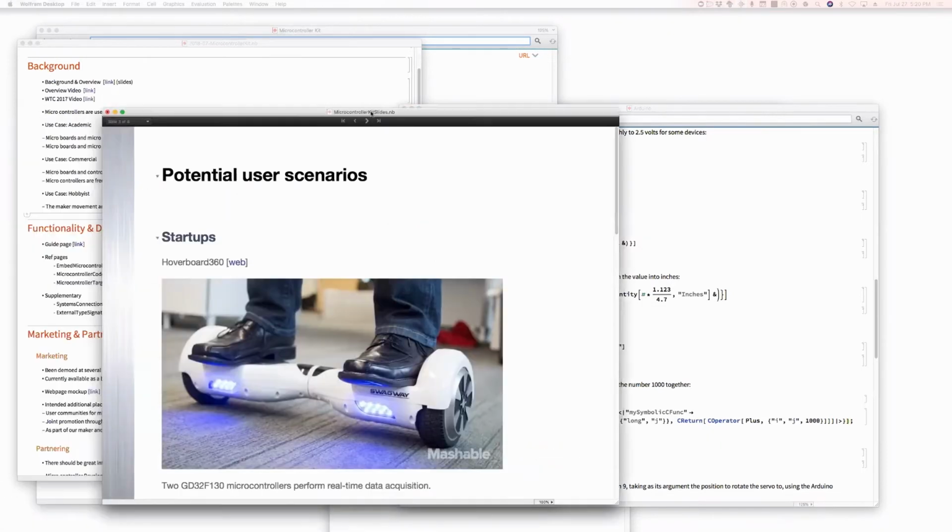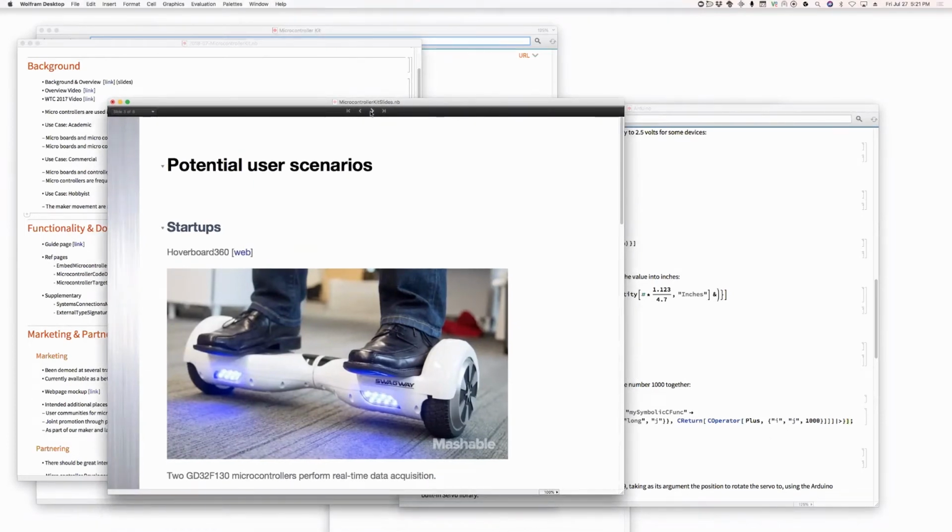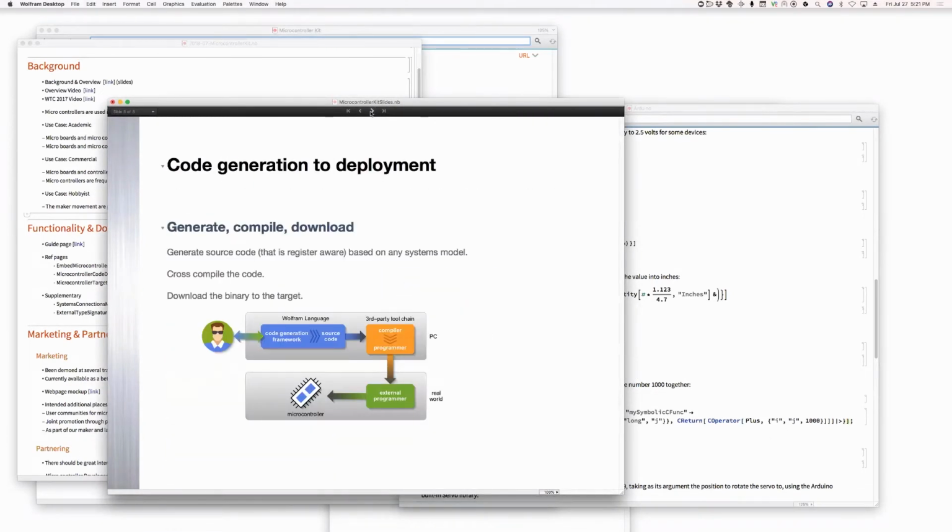The first slide. In the slideshow, where is it? Where in the slide? Yeah. Just keep going. Yeah, this one.